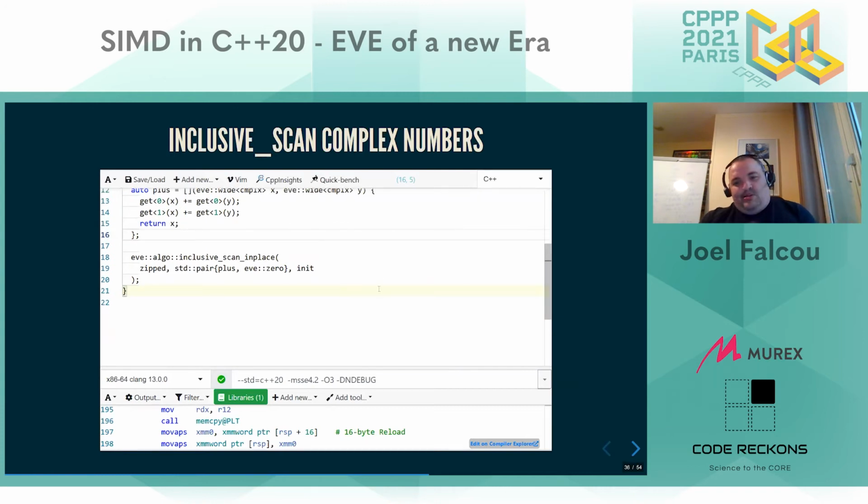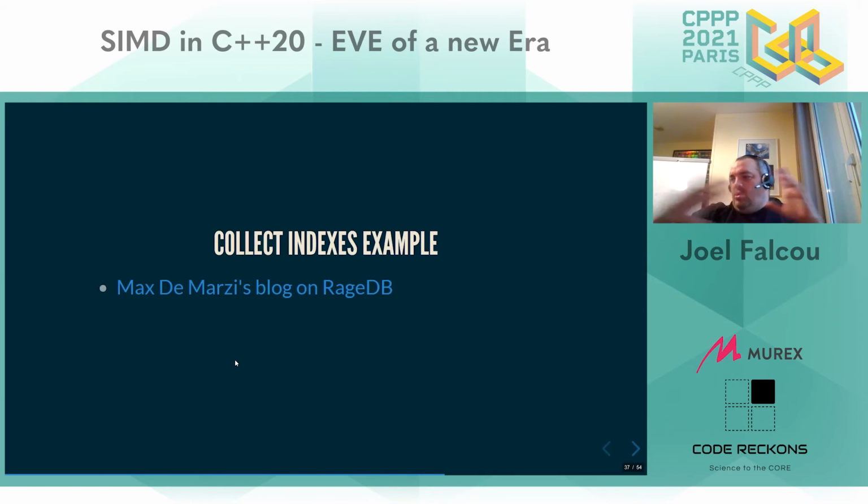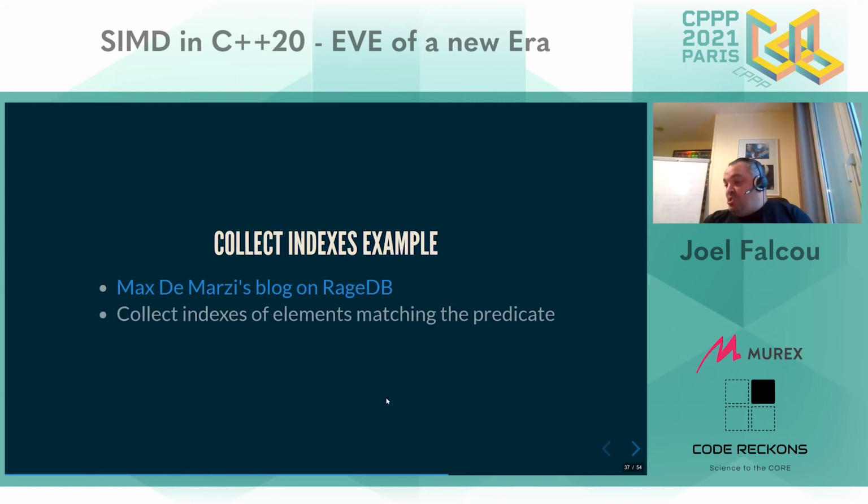So fine, we can inclusive scan complex numbers thanks to zip. But well, what about an actual real-life example? Because zipping complex is fun, but doesn't pay the bill. So this is actually an example that someone contacted us for. Max Zamarzi is working at Amazon on something which is called OHDB. It's a database system. And what he wanted to do at some point was to be able to walk down a bunch of data in an array and collect the index of the values that match the predicate. Not the values themselves, the index of the value.